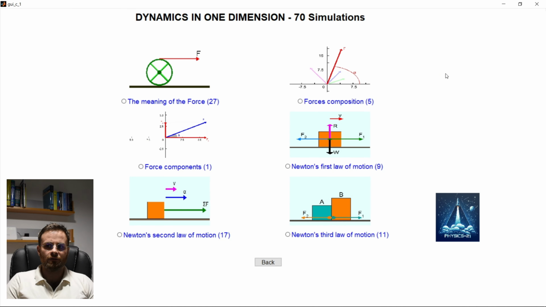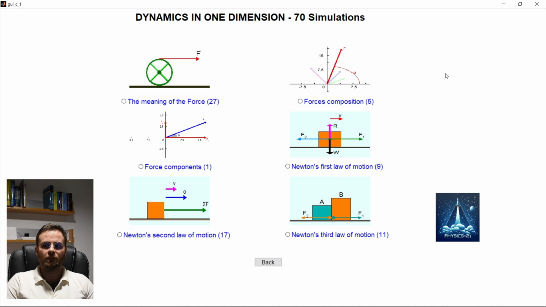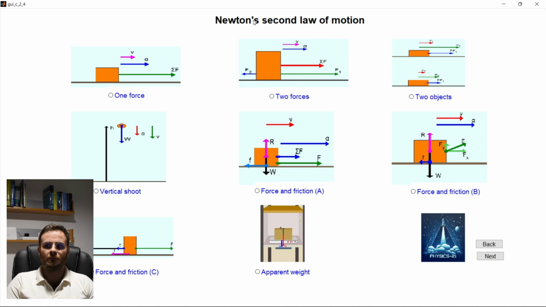Let's select a category, for example, dynamics in one dimension. As we can see, 70 simulations are categorized into thematic units, covering topics such as the meaning of force, the composition of forces, and Newton's first, second, and third laws of motion. As we all know, Newton's second law is the fundamental law of motion for bodies. Let's take a look at a simulation.